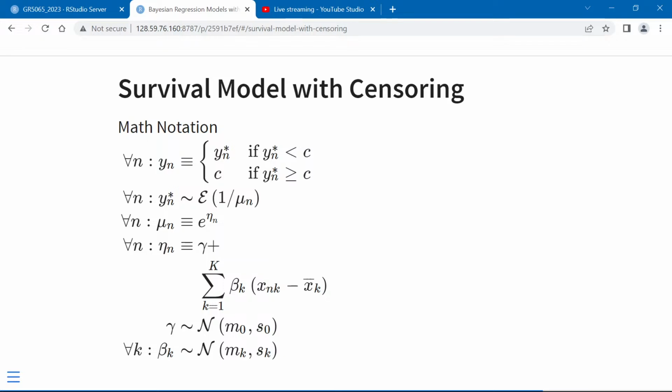But this observation mechanism is part of the process that generated the data we have. It's just there's a cutoff of c on the top. So, questions about the setup here?